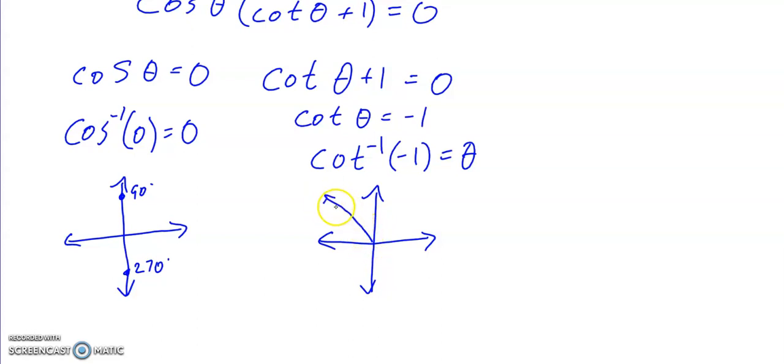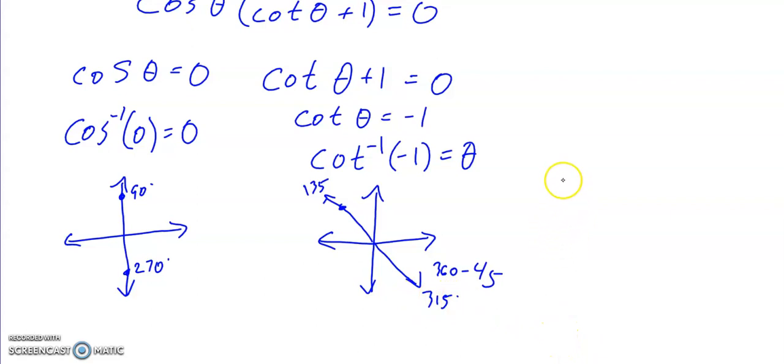So that's going to be this one. And this is going to be 90 plus 45, which is 135. And we're also going to be in this one, which is 360 minus 45. And that's going to give me 315 degrees.